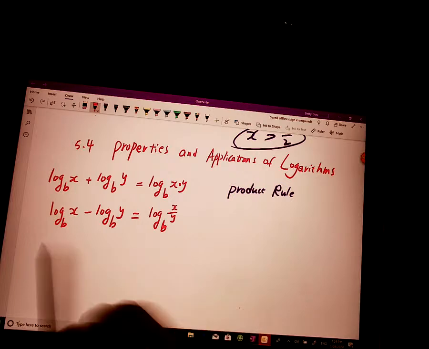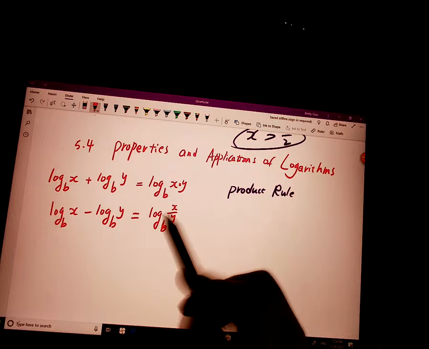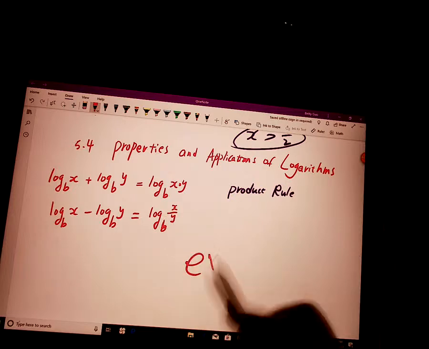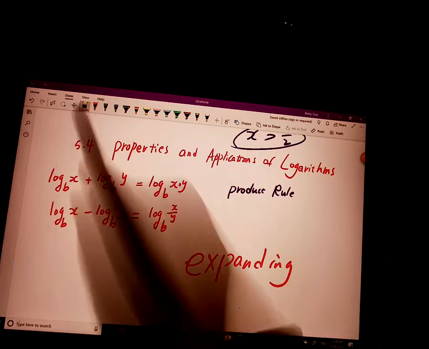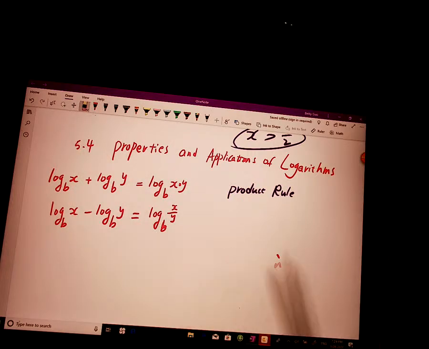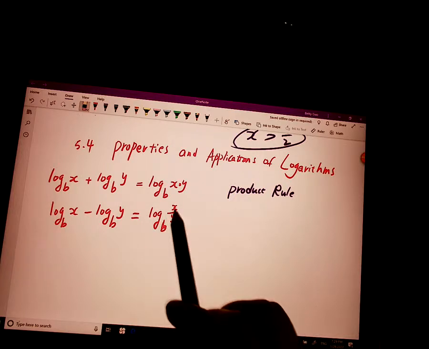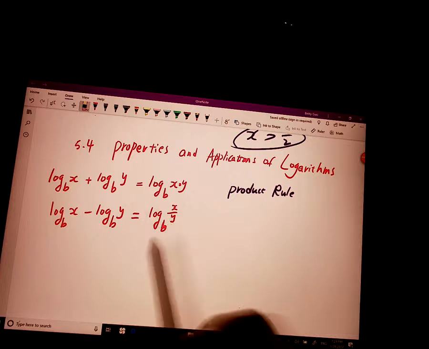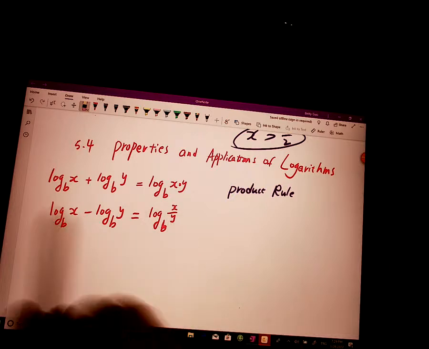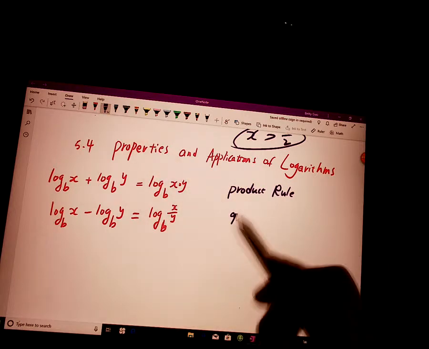If we look at the formula from the right to the left, remember we are expanding. Expanding, I'm talking about this word, expanding, okay? It means if you have a single logarithm and the anti is a quotient, then you are able to rewrite that logarithm as a difference of two. The formula is called the quotient rule.